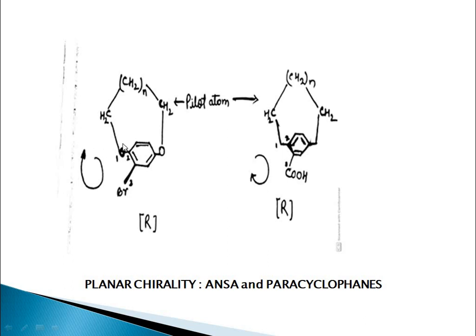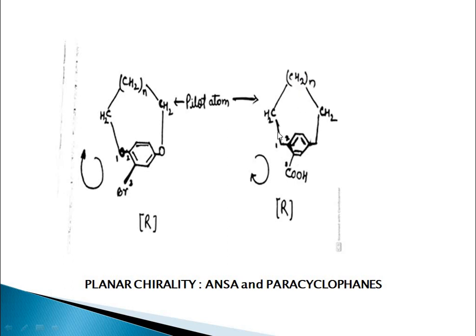So it seems as if the entire plane is optically active. Such chiral compounds are known as ansa compounds, ansa meaning handle. Similarly, here this is a simple paracyclophane where there is no oxygen but there are methylene groups, CH2 n. At the same time, this can also be another benzene ring.